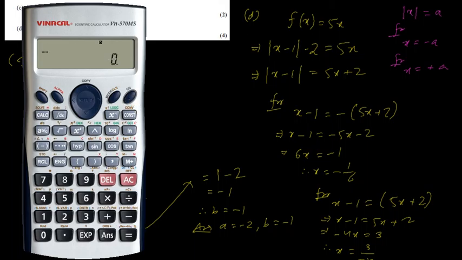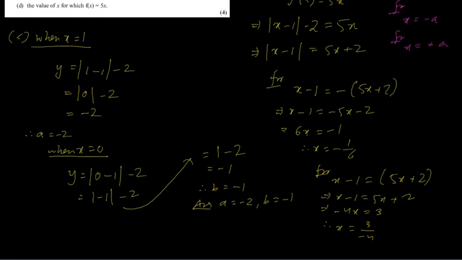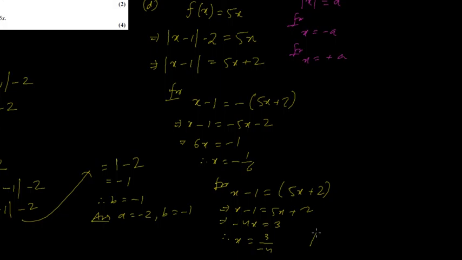So when they say we have to find the value, the value is going to be x equals minus 1 by 6. So you have to restate the answer, otherwise you will not get the final mark A1. So answer: x equals minus 1 by 6. This is the answer.